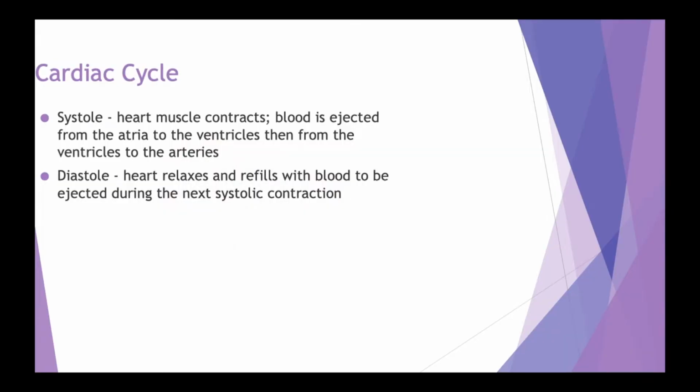So the cardiac cycle: systole is the heart muscle contracting. The blood is ejected from the atria to the ventricles, then from the ventricles to the arteries. In diastole, the heart is overall relaxed, so it relaxes and refills with blood to be ejected during the next systolic contraction.